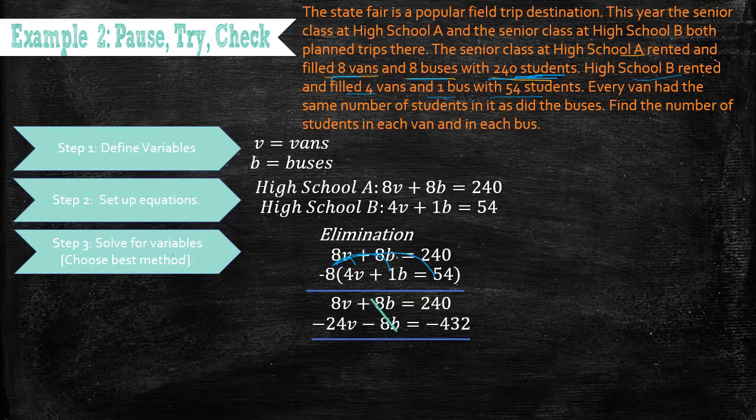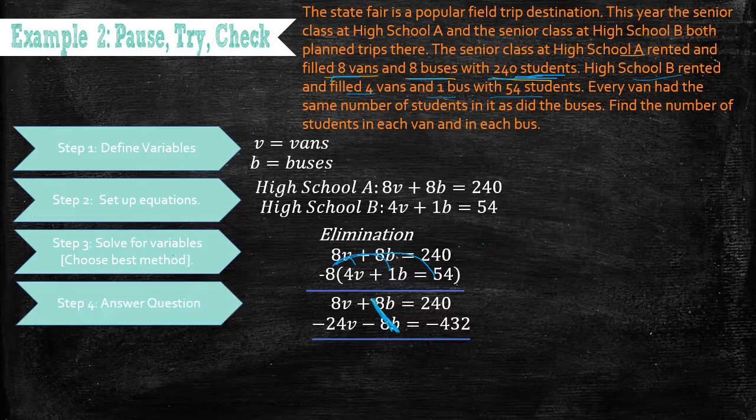So I'm just going to rewrite my equation. So I rewrote the top equation, and then my bottom equation becomes -24v minus 8b, and that's going to equal -432. When I do that, those 8b's canceled. And then I continue to solve. So 8v minus 24v gives me that -16v, and then 240 minus 432 gives me that -192.